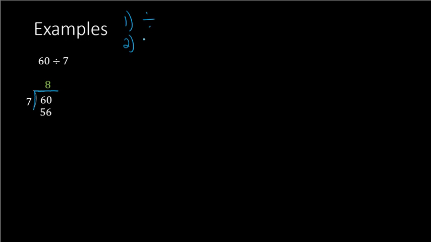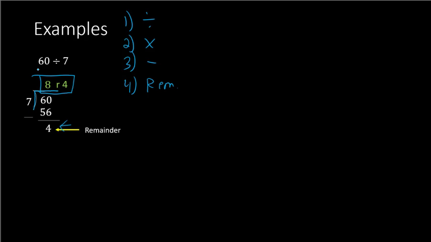So your step 2 was to multiply 8 times 7. Step 3 is subtract. So we subtract 60 minus 56, and that gives you 4. And then step 4 is we can write the remainder. So this 4 that we have here, that is the remainder. So we can write this now as 8 with a remainder of 4. So 8 remainder of 4, that is your solution.